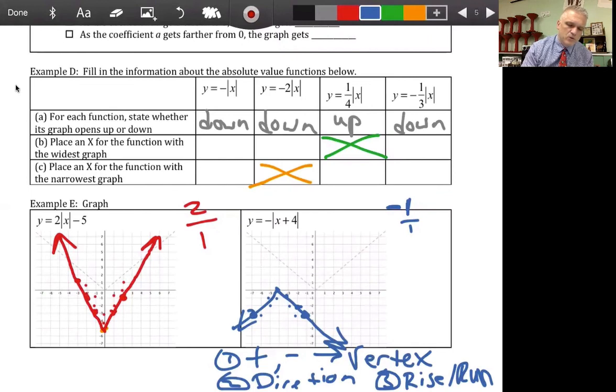Notice that we did not make this wider. It's the same width. We moved it left 4 units and we reflected it. We flipped it. That's all we did. We're done. See ya.